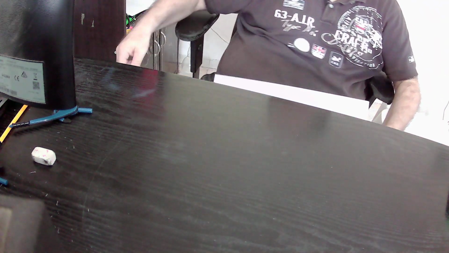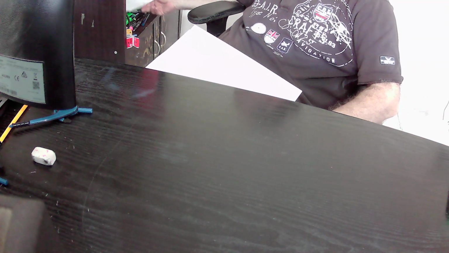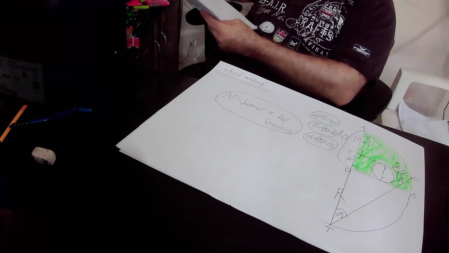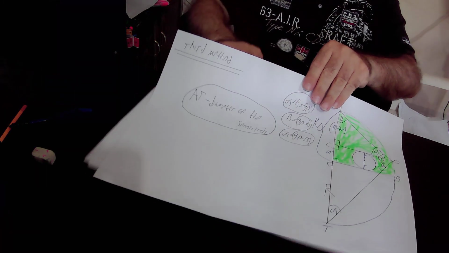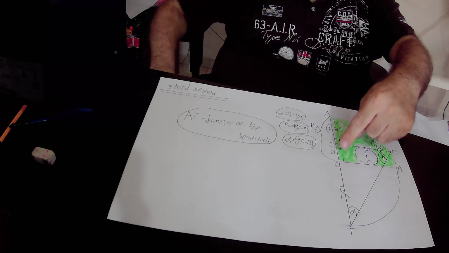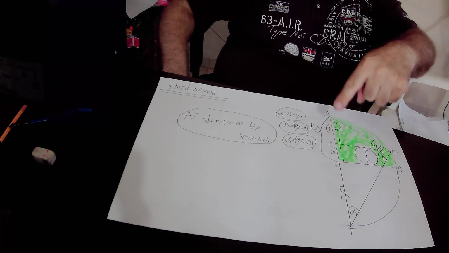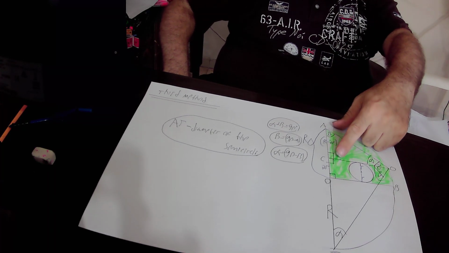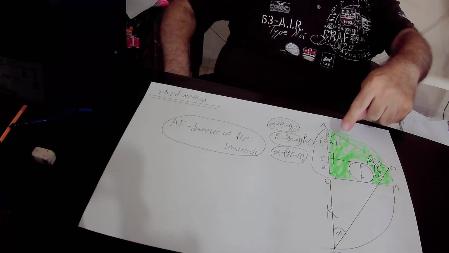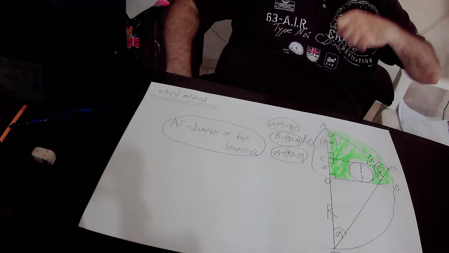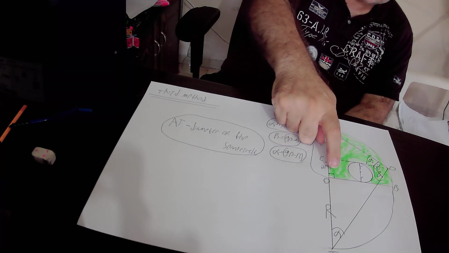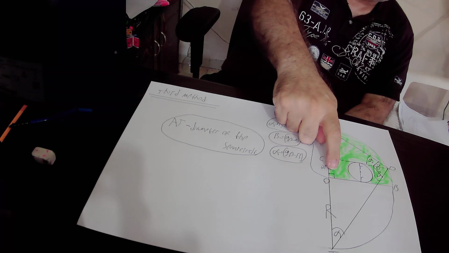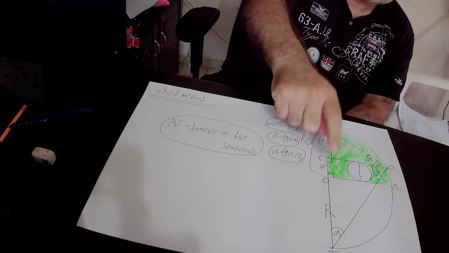In the third method, we have already found out in the first method that AO equals capital R, and in the second method that AC equals capital R minus 2R. This angle equals 90 degrees and this angle equals 90 degrees, according to what we have already found out in the previous methods.